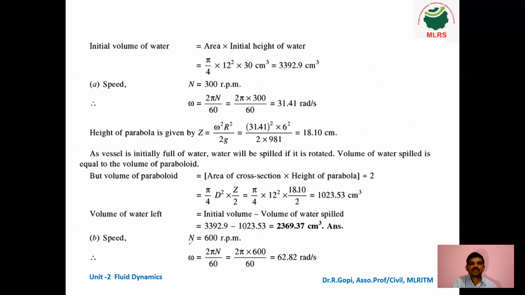Okay, so now n is equal to 600 RPM. Omega: same step as in our previous case. Omega is 2 pi n by 60, so 2 into pi into 600 divided by 60, which is equal to 62.82 radians per second. So this is the omega value.